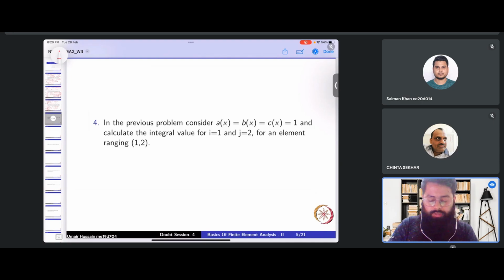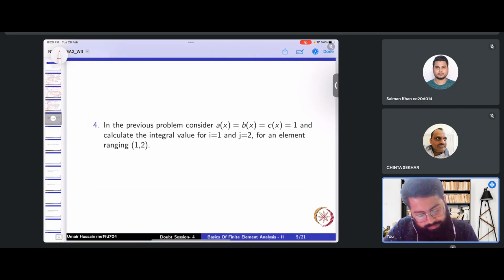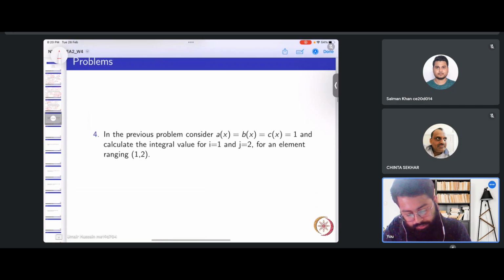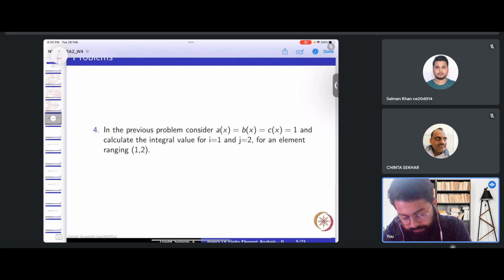Okay, we can move on to the next problem. We have to consider the same problem as previous, and we are given ax equals bx equals cx equals 1, and we have to calculate these integral values for i equals 1 and j equals 2. So now we have an element ranging from 1 to 2. First of all, we need the values of the shape functions. For the quadratic case, how many shape functions do we have? 3, right?